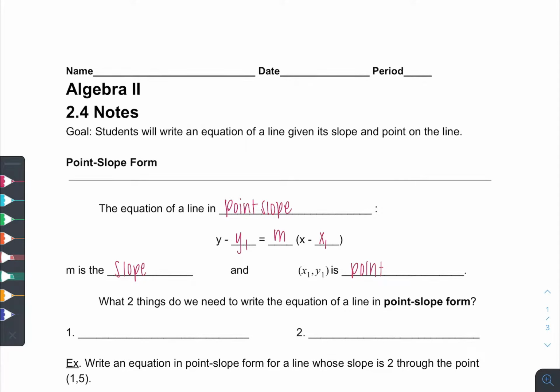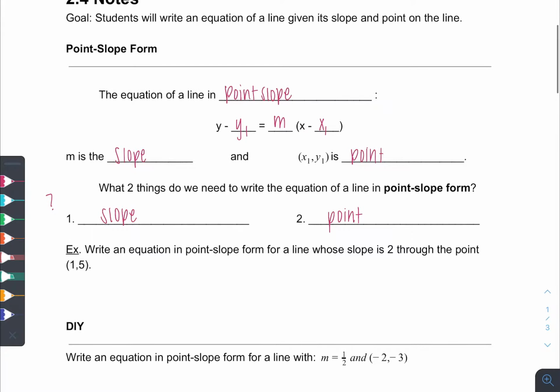So go ahead and answer this question. What two things do we need to write the equation of a line in point slope form? You should have said we need slope and we need a point. Seems pretty obvious, but that's the answer.